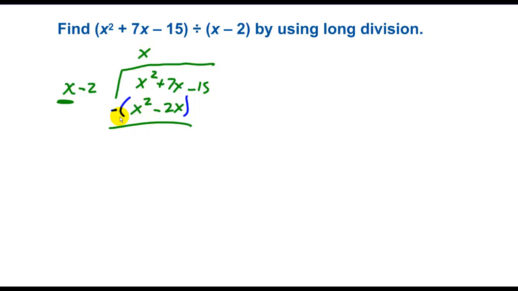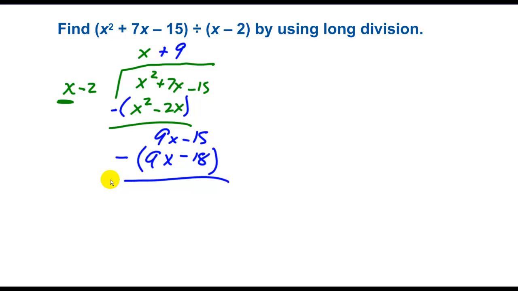So when I subtract these two, I get x squared minus x squared, which is 0. I get 7 minus a negative 2, which is like 7 plus 2, or 9x minus 15. Again, we're going to ask x times what is 9x? And that's a positive 9. Multiply the 9 to the entire term, giving me 9x minus 18. We subtract once again. 9x minus 9x goes to 0. And negative 15 minus a negative 18 is like adding 18, or 3, with a remainder of 3.